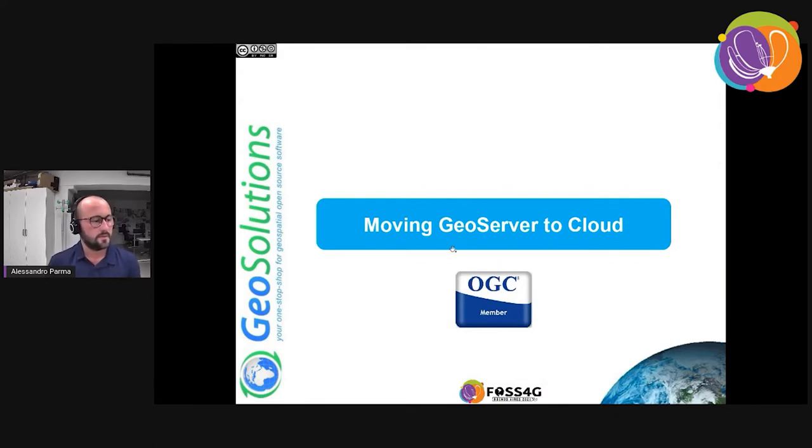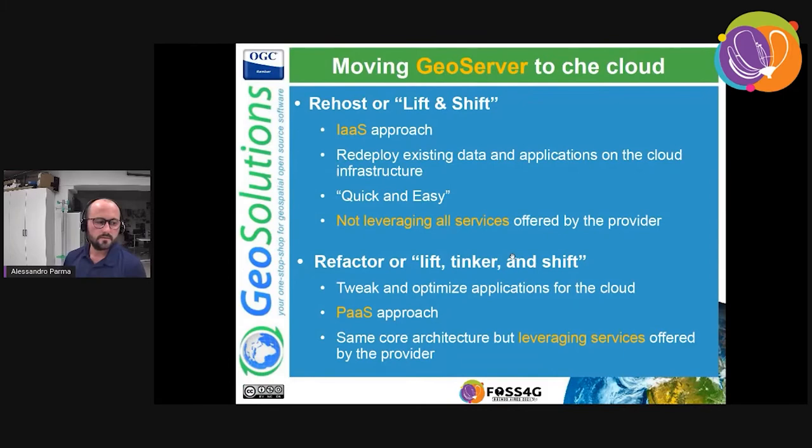Right, let's talk about moving GeoServer to the cloud. So we talked about the cloud, a brief introduction. Now we're gonna talk about how you could migrate your local cluster to the cloud. There are a few methodologies. First one is rehost, or also known as lift and shift. It's an IaaS approach, so infrastructure as a service approach. You're booking the resources from the provider, and you're redeploying the application stack yourself without basically changing anything.